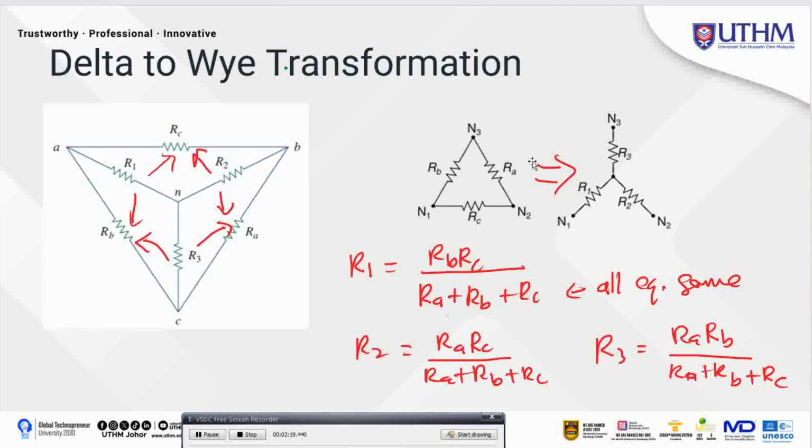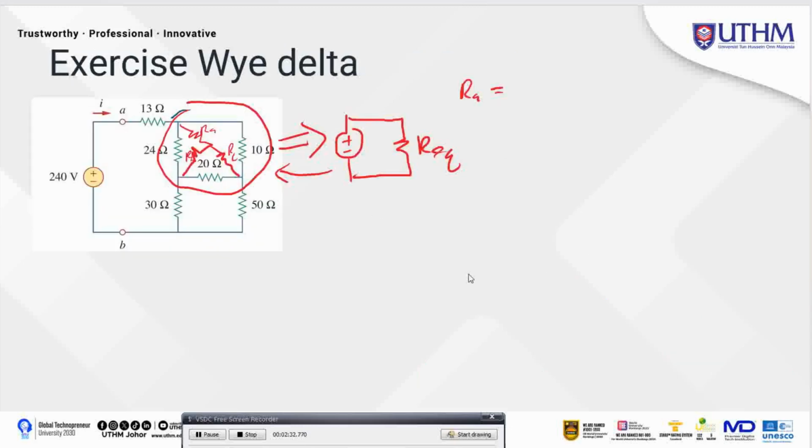From delta to Y, for example for R3, you need to multiply with the side by side resistor. So for RA it is 24 times 10. For the RA resistor, it should be 24 ohms times the 10 ohm resistor, divided by 24 plus 20 plus 10. Okay, so you get the answer.